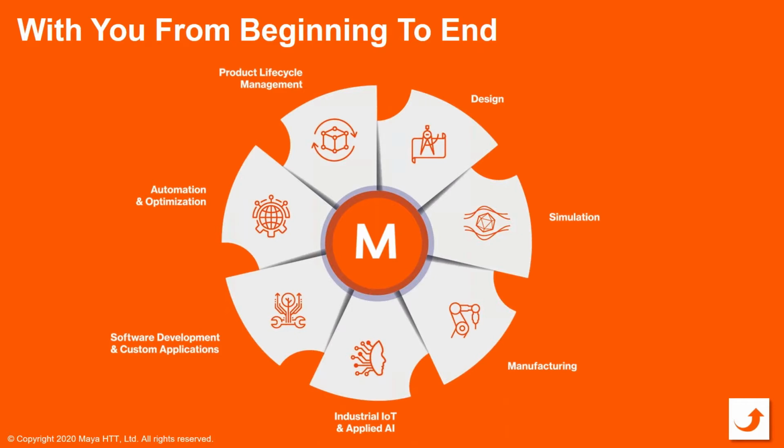We do IoT and applied AI and have done a ton of projects in that over the years. Of course, a lot of software and application development, not just for Siemens, but for many customers. We do automation and optimization and can, in a lot of cases, achieve 70 to 90% reduction of manual work. And then, of course, a lot of PLM projects with Teamcenter, over 150 of those projects completed with multi-site and multi-CAD implementations. So very expansive team at Maya.